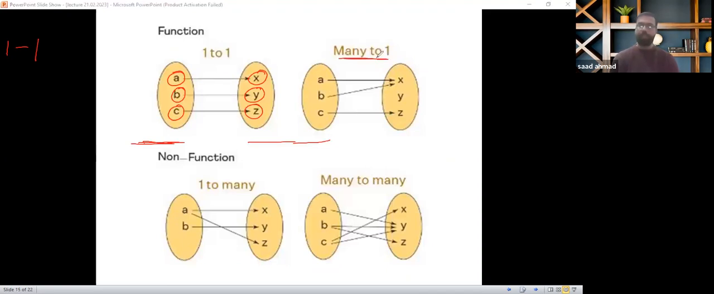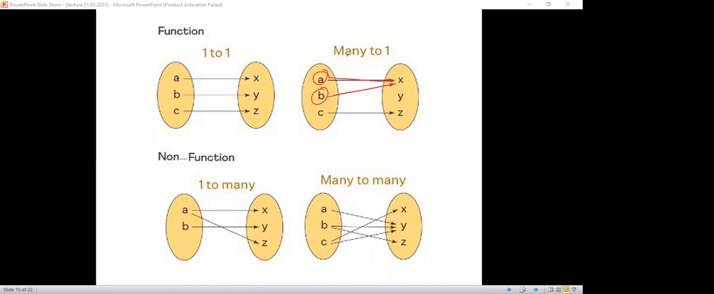So this one is 1-to-1. The next one that we have here is many-to-1, which means multiple input values, like these two values, A and B, are joining one element in the range. So they belong to X.